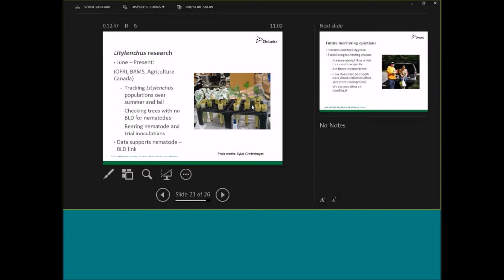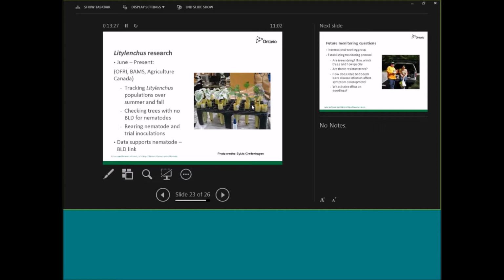We have been tracking the populations of the nematode over time since June, looking at the same tree and looking at symptomatic leaves and then some of the asymptomatic leaves that are on the diseased trees. And we've also been looking to make sure that we don't see the nematode at sites that don't have the symptoms. So we have not found the nematode at any of the sites that do not have beech leaf disease. We do find the nematode on symptomatic leaves at beech leaf disease sites.